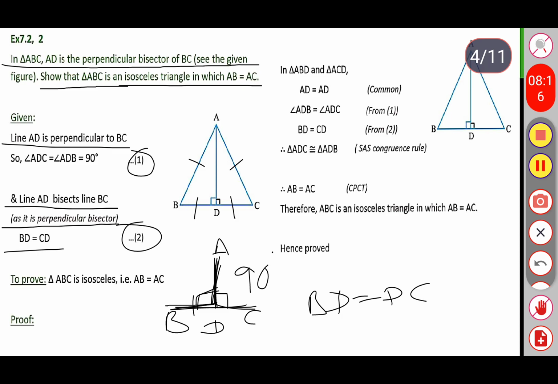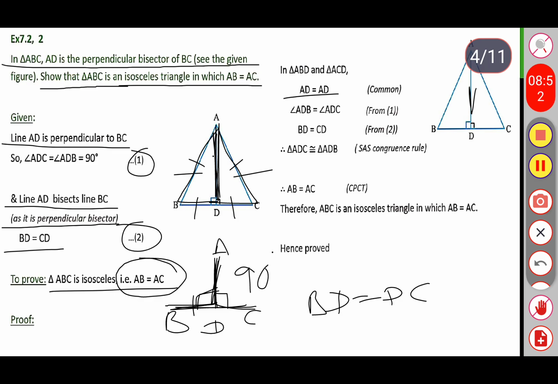So what we need to prove here? Triangle ABC is an isosceles triangle and AB is equal to AC. We need to prove that if triangle ABC is an isosceles triangle, the two sides AB and AC are equal sides. So consider triangle ABD and triangle ACD. First triangle, and this one is the second triangle. Consider these two triangles. In that, AD is the common side. Here you are observing in the diagram, AD is the common side.